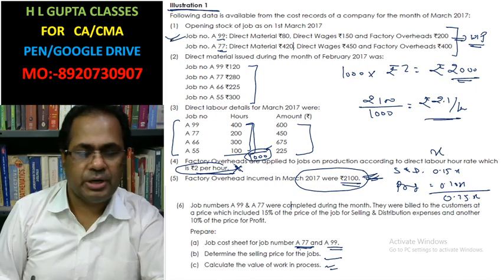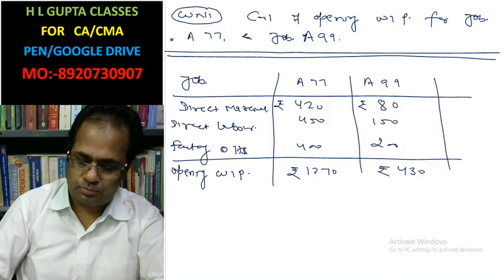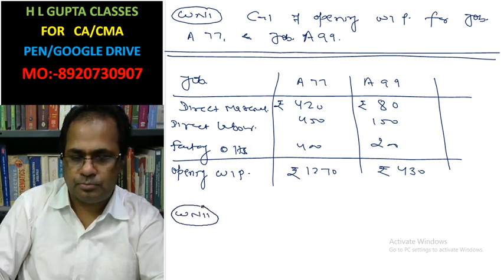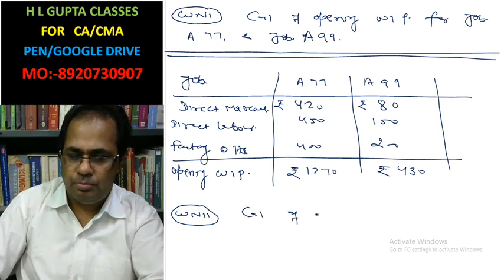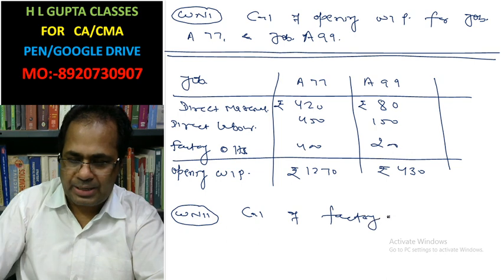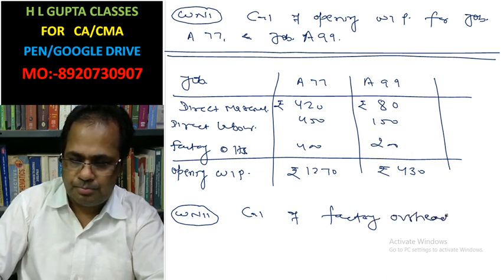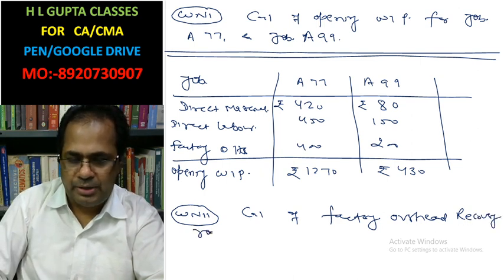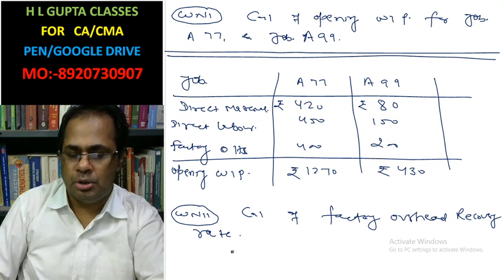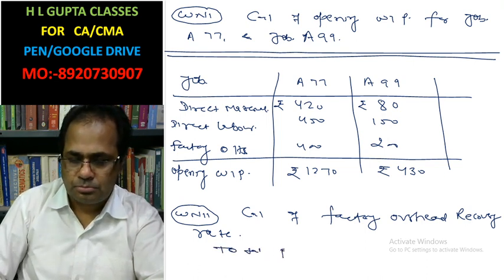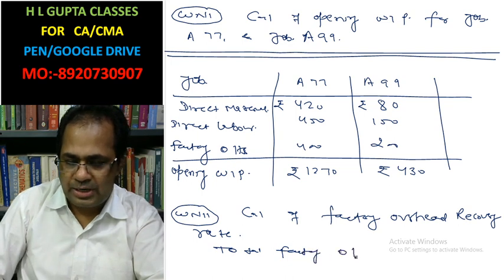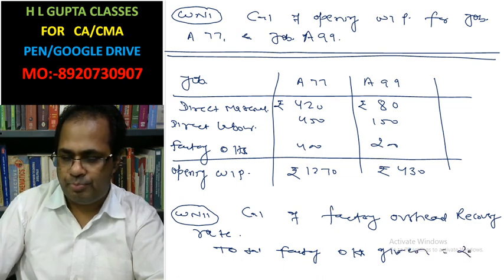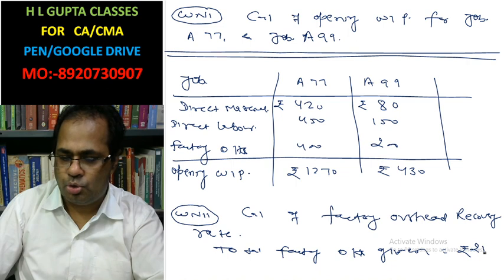Now we can calculate the factory overhead recovery rate. Working note second: calculation of factory overhead recovery rate. Total factory overhead given is rupees 2100.